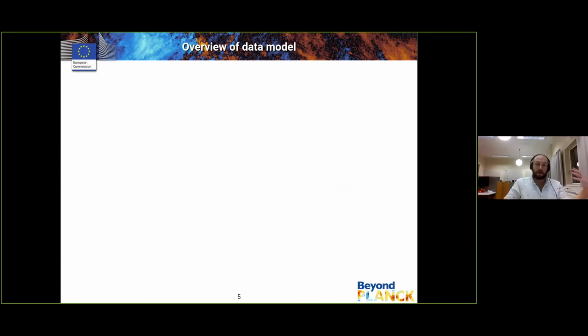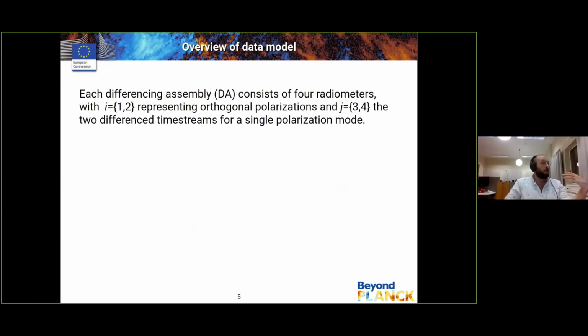So with that said, the actual WMAP data model is a little bit different than most other experiments. It's organized into differencing assemblies per band, where a differencing assembly has basically 4 data streams, 2 of which are sensitive to orthogonal polarizations. So if you subtract one polarization detector stream from another, you become polarization sensitive.